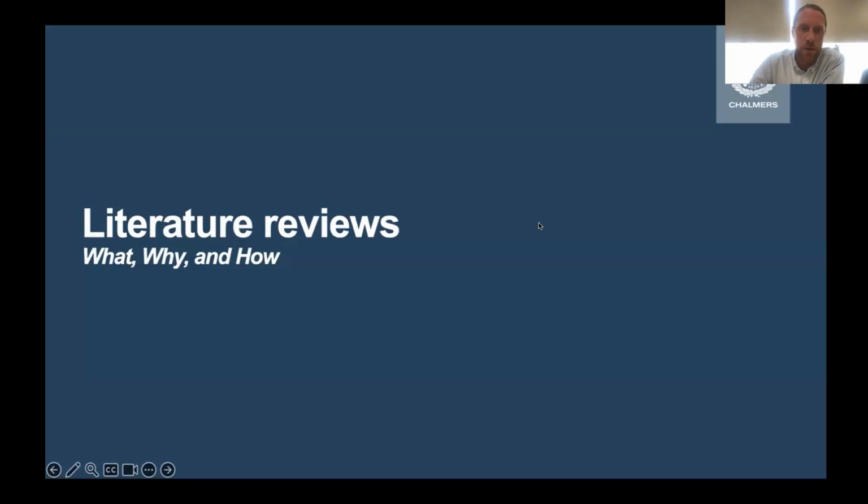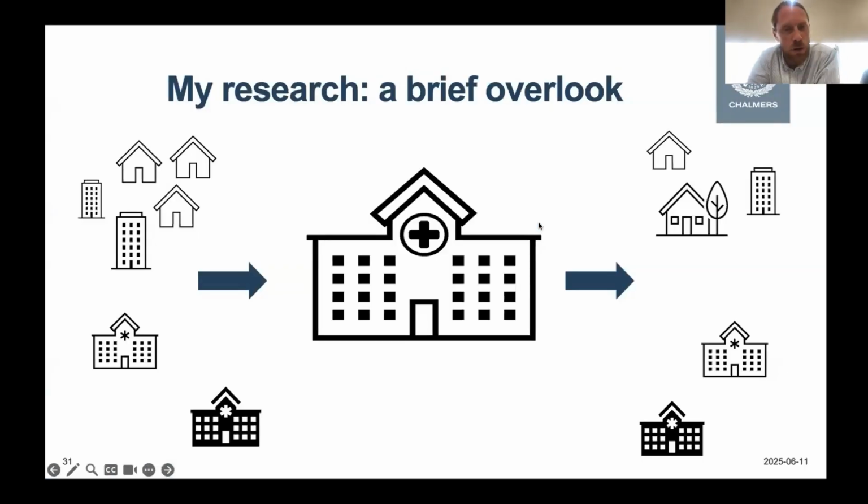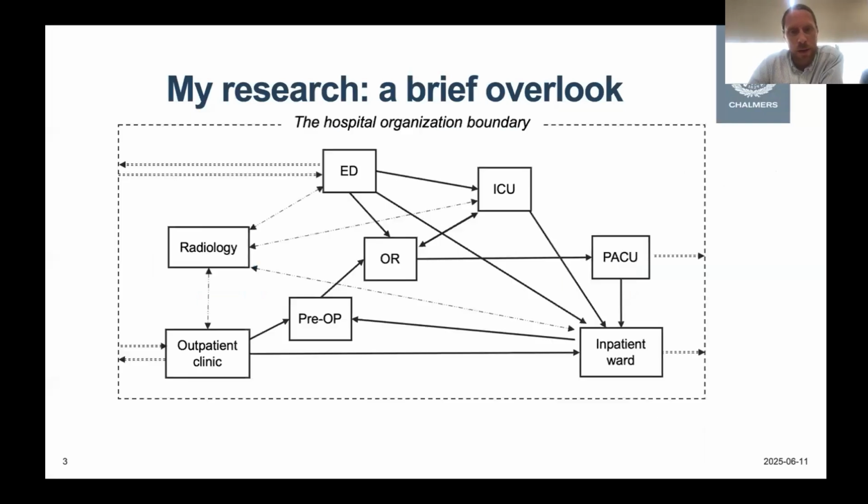My research concerns how to improve the flow of patients through large healthcare organizations or through hospitals. And previous research has mostly looked on how to improve the flow of patients through various parts. While in my research, I try to take a holistic grip on patient flows and what is hindering swift and even patient flows through hospitals and what is enabling it.